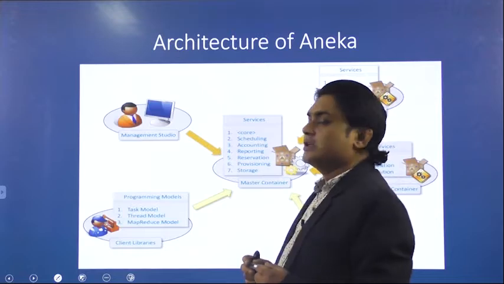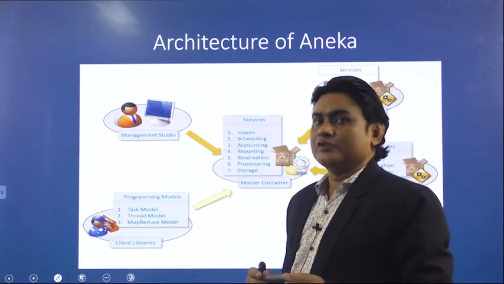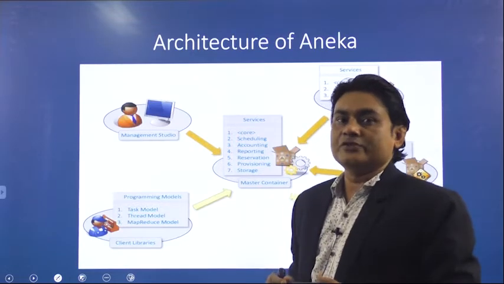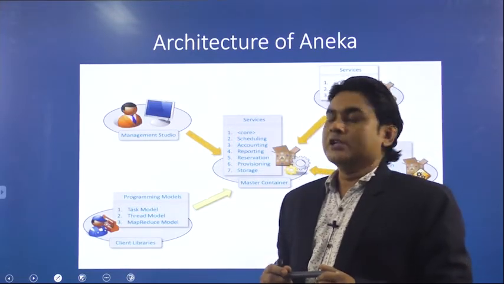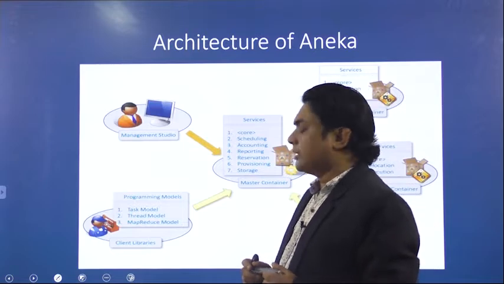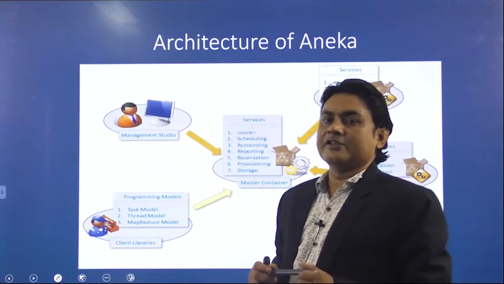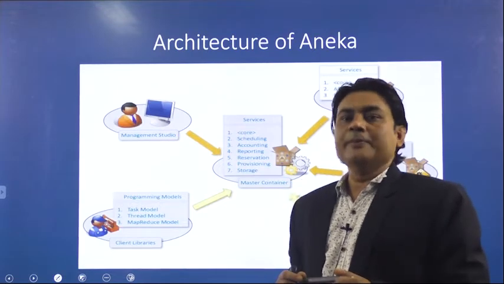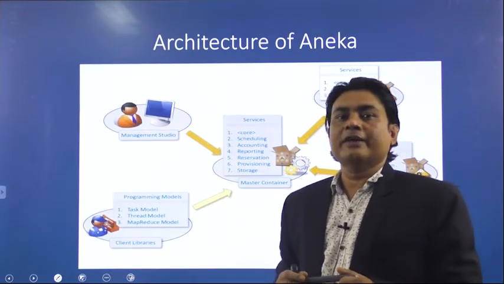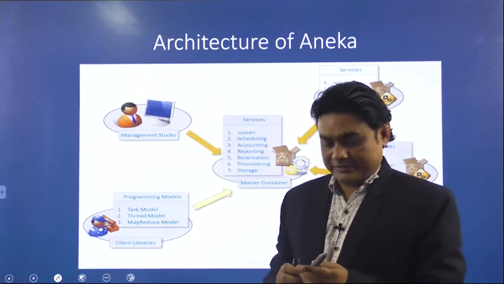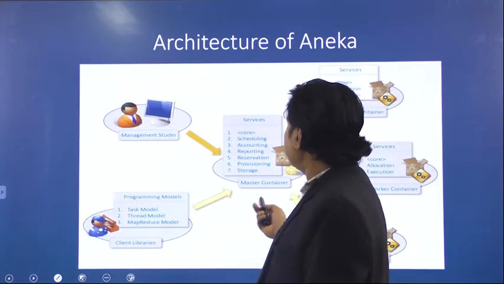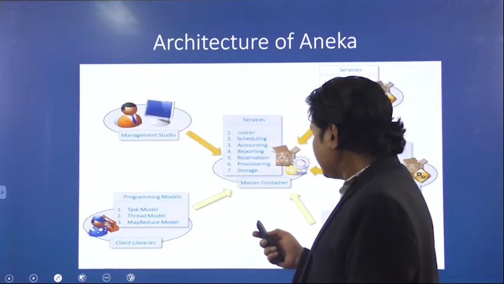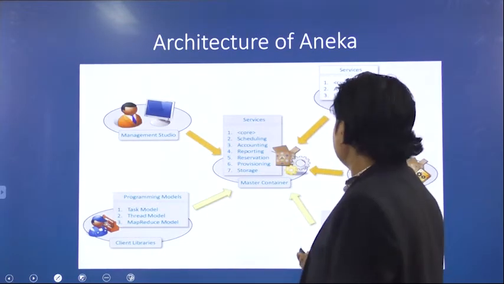One is called scheduling services, which can be taken care of by the master containers, and the second is called execution services, which can be taken care of by the worker containers. Apart from that, it can provide massive libraries for the client. The client can have an API through which they can develop different distributed applications.